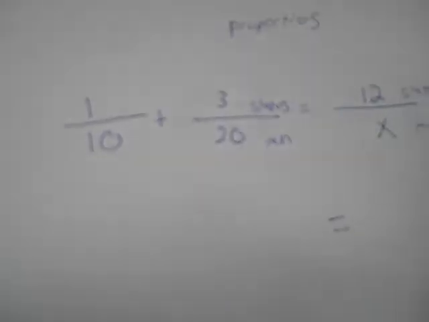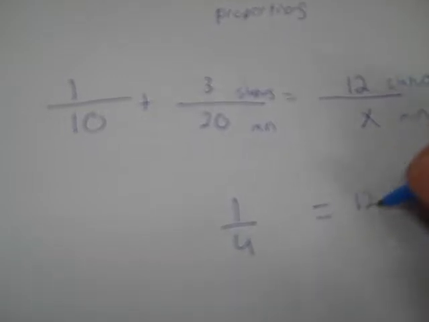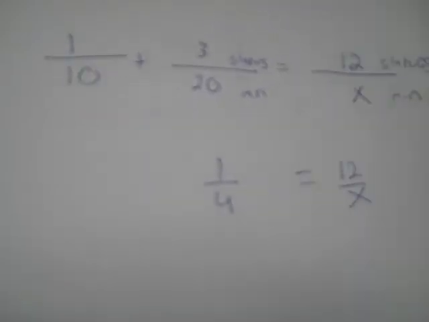I got 1/4, so it's 1/4 equals 12 over x. Cross multiply and divide. 4 times 12 divided by 1 is 48. So 48 minutes.